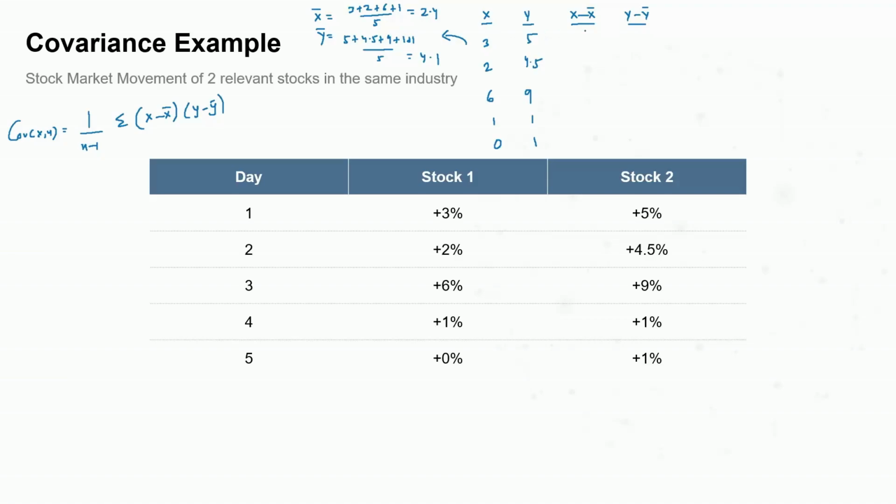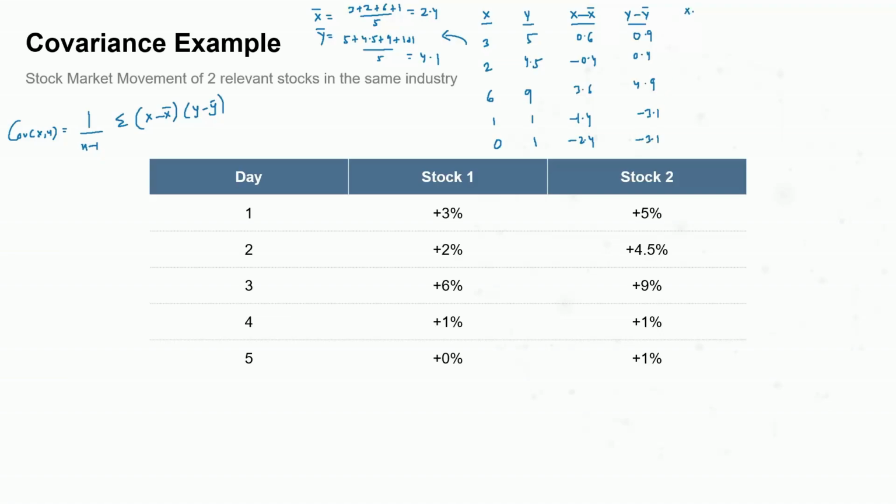Cool. Now we have to find x minus x bar. So for the first record, what will be x minus x bar? It will be 3 minus 2.4, which is 0.6. 2 minus 2.4, which is minus 0.4. 6 minus 2.4, which is 3.6. 1 minus 2.4, which is minus 1.4. 0 minus 2.4, which is minus 2.4. Clear? Similarly, we will do it for y minus y bar. 5 minus 4.1, 0.9. 4.5 minus 4.1, 0.4, 9 minus 4.1, 4.9, 1 minus 4.1, minus 3.1, and minus 3.1.